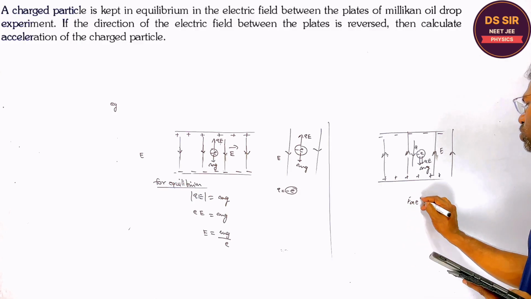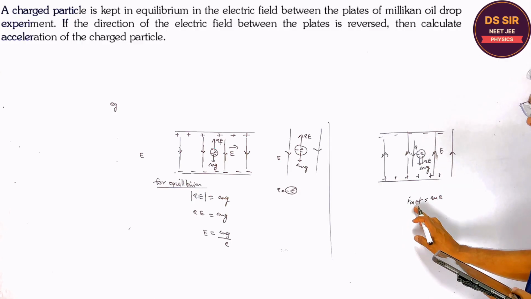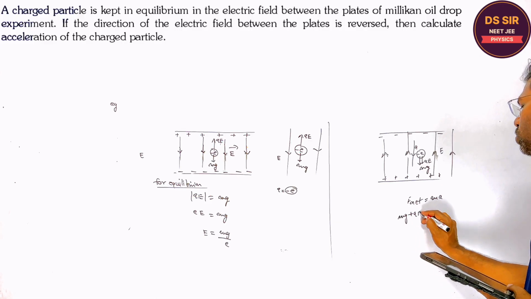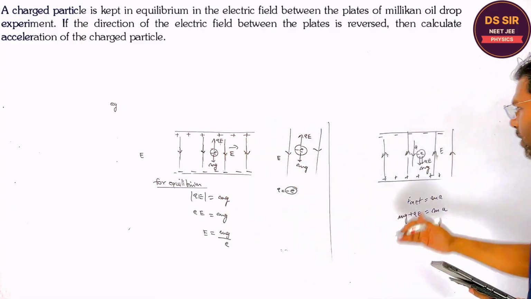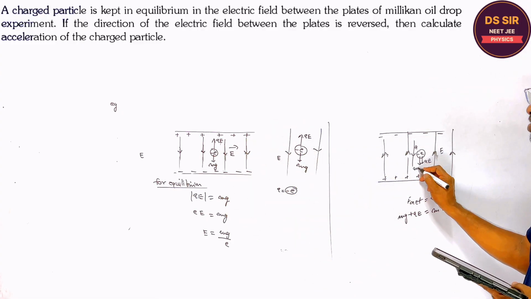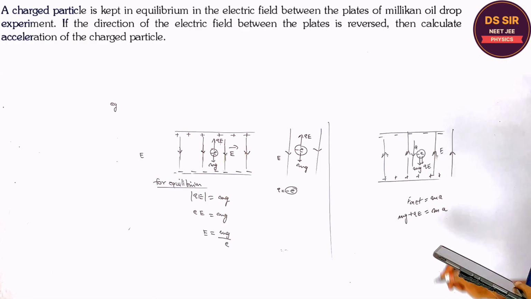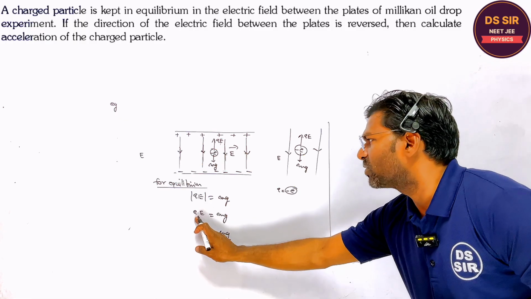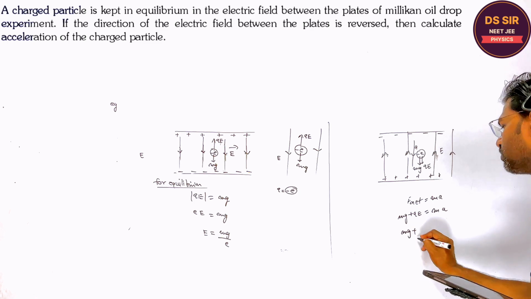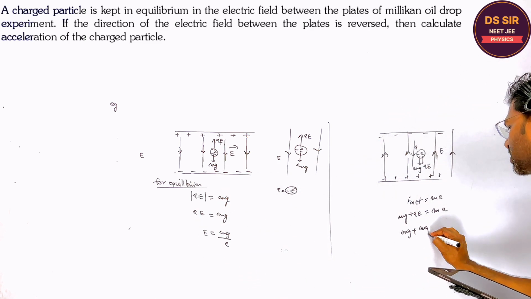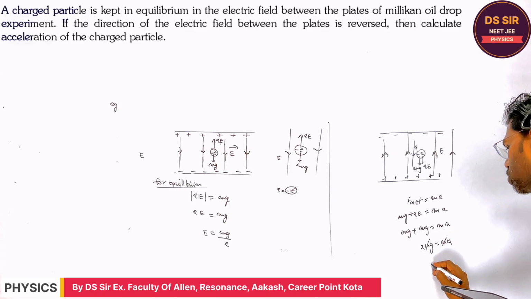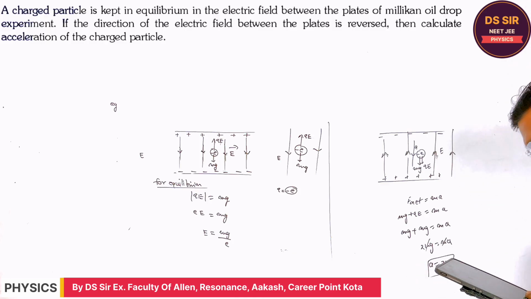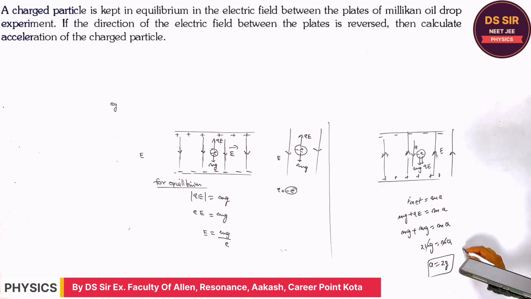So the net force is equal to m into a. What is the net force? mg plus qE is equal to ma, for acceleration downward. Previously the acceleration was 0, but this time there will be some acceleration because mg and qE are acting in the same direction. The value of qE was mg, because it was balanced in the previous case, so it is equal to ma. So 2mg is equal to ma, m cancels out, so the acceleration will be equal to 2g. Therefore the acceleration of this electron will be vertically downward 2g.